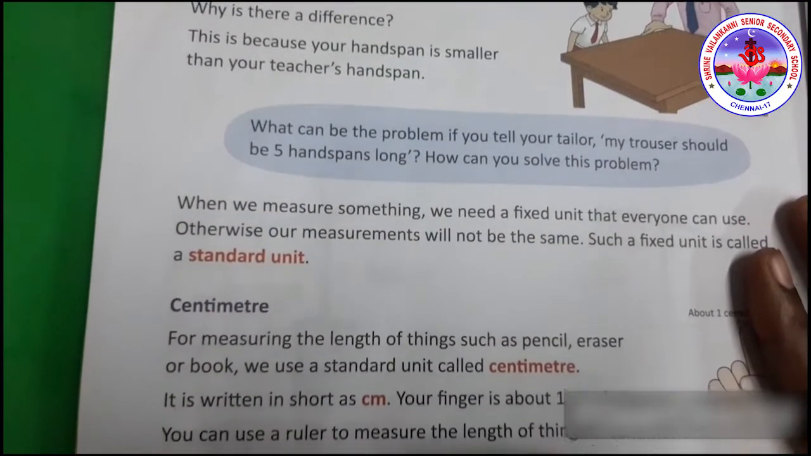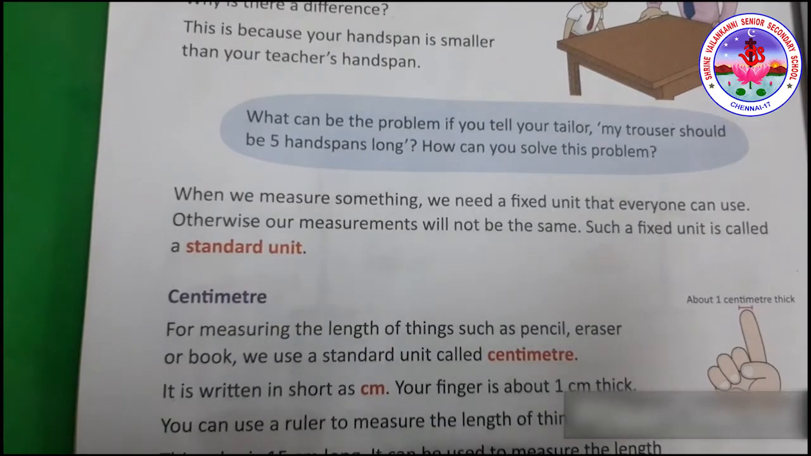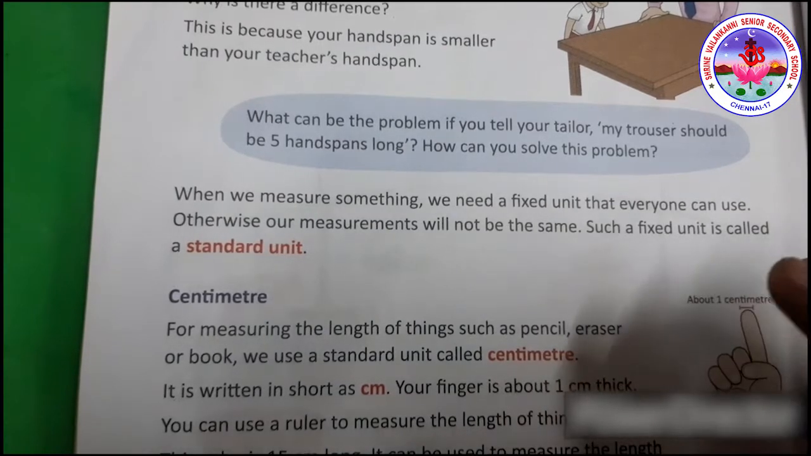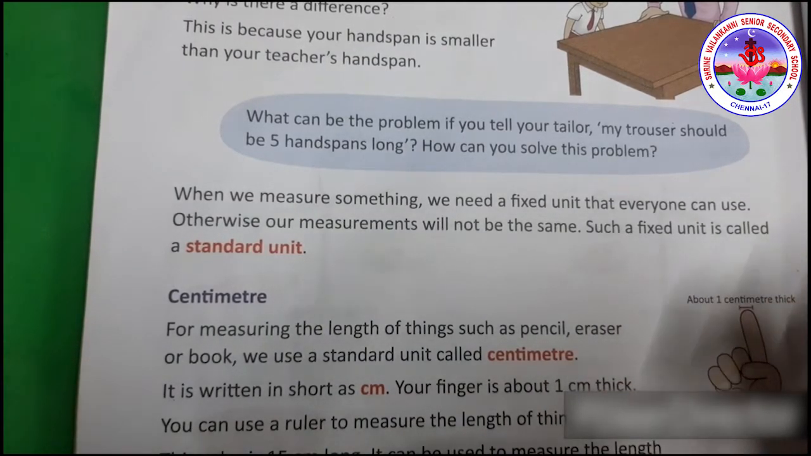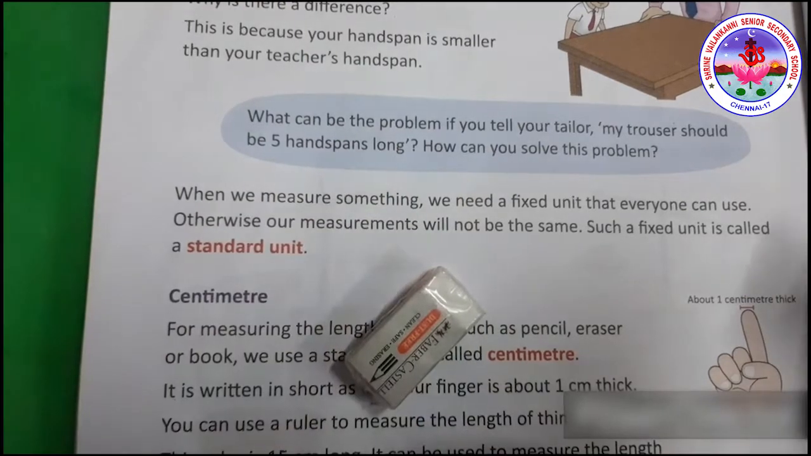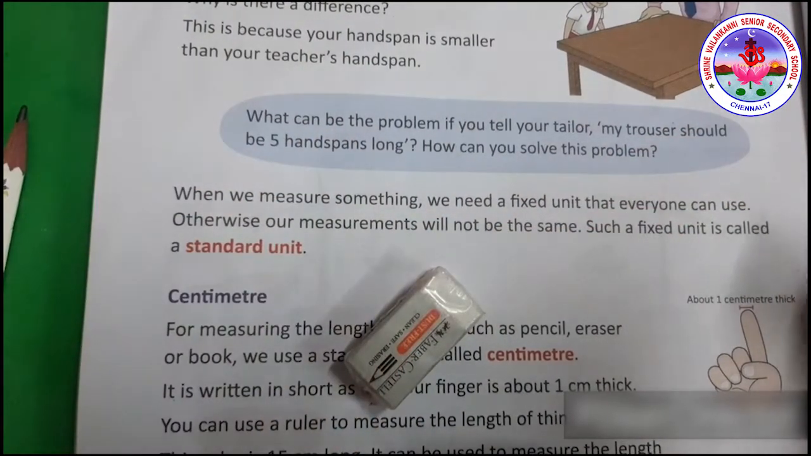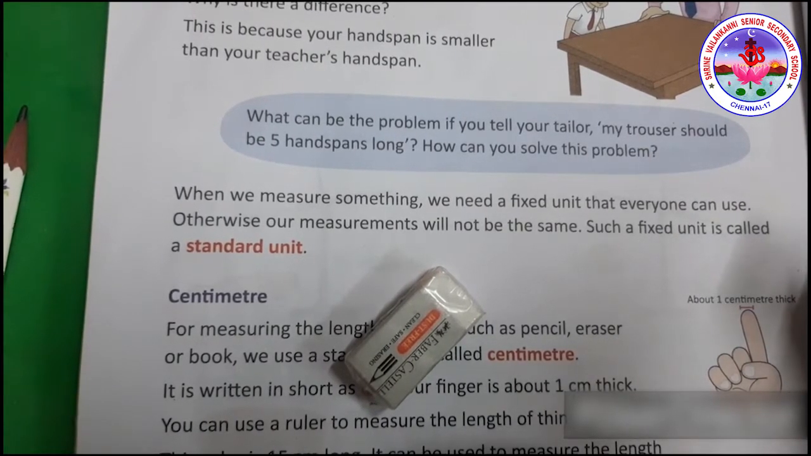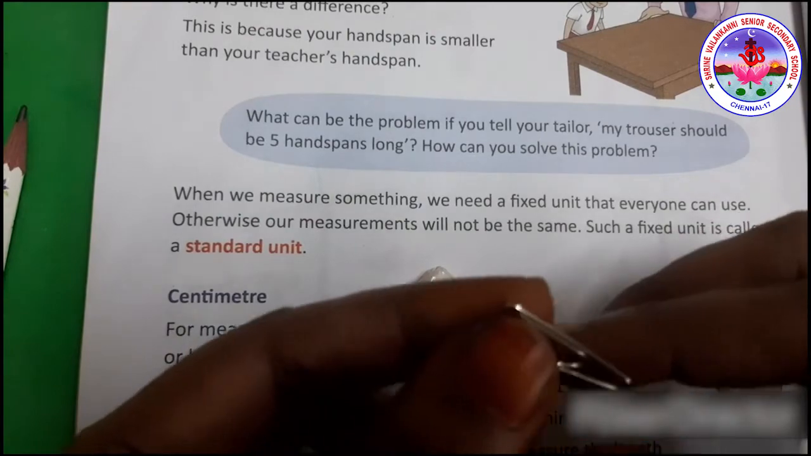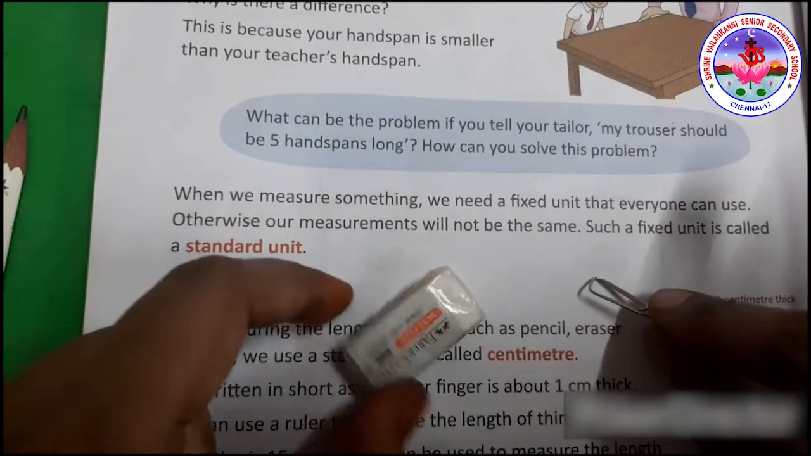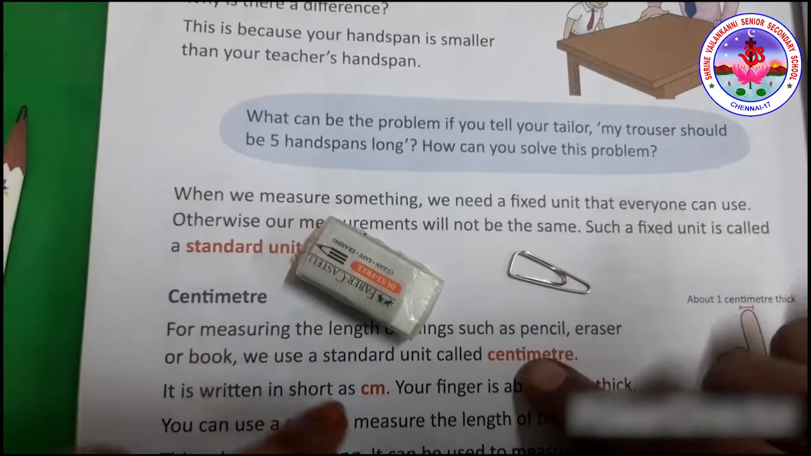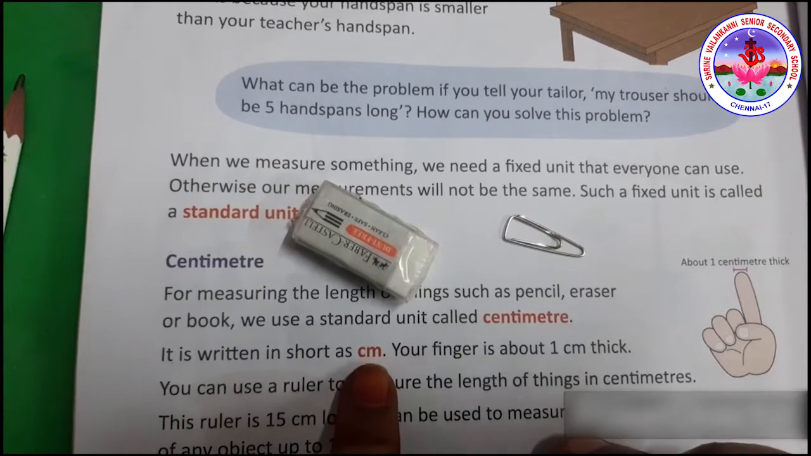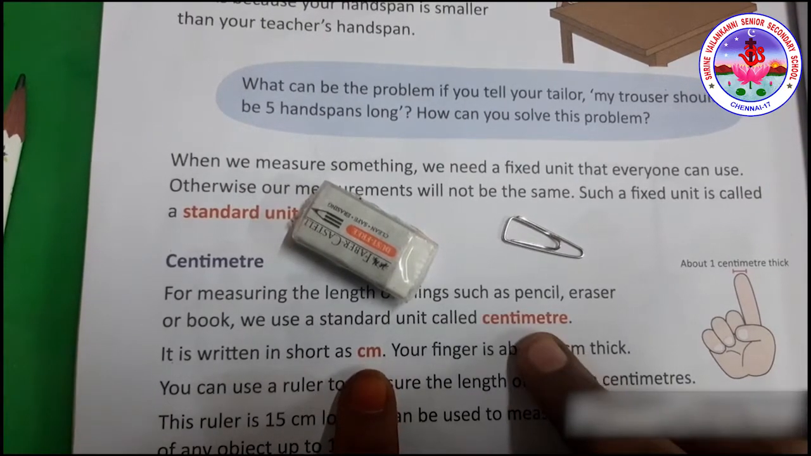Centimeter is a standard unit which we use to measure smaller things, like an eraser, a pencil, then a jump clip. For these smaller objects, we will use centimeter. That standard unit is called centimeter, and we denote it in short as cm. Cm stands for centimeter.